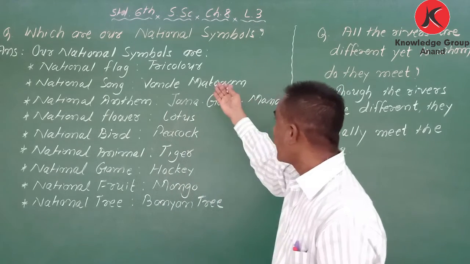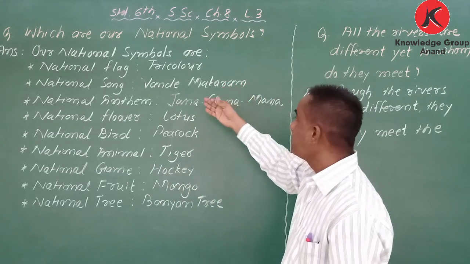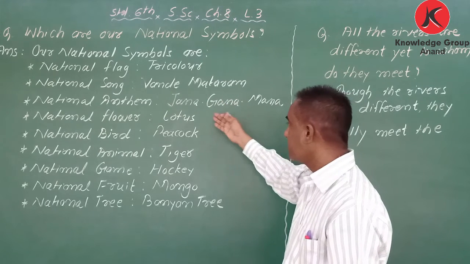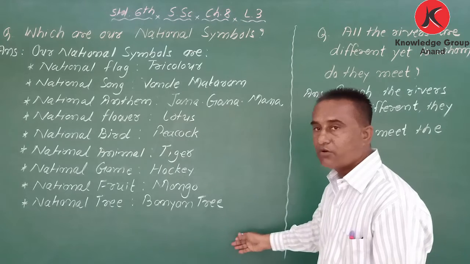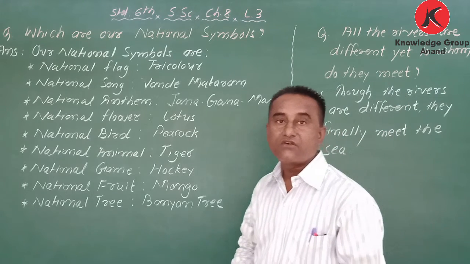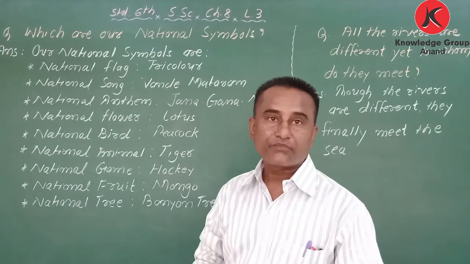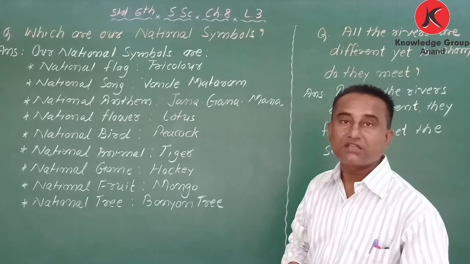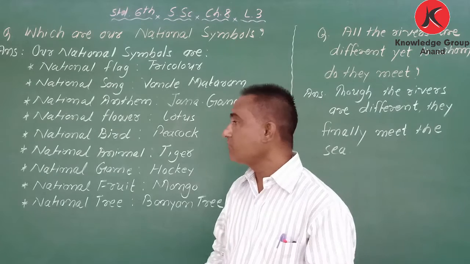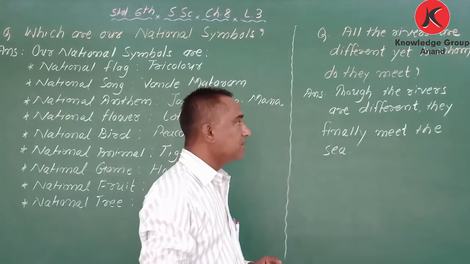So got it? Tricolor flag, Vande Mataram, Jana Gana Mana, lotus, peacock, tiger, hockey, mango, banyan tree, and a 3-faced lion. Actually not 3, 4. Okay, got it? That is called our national symbols. Got it? Now my next question is there.